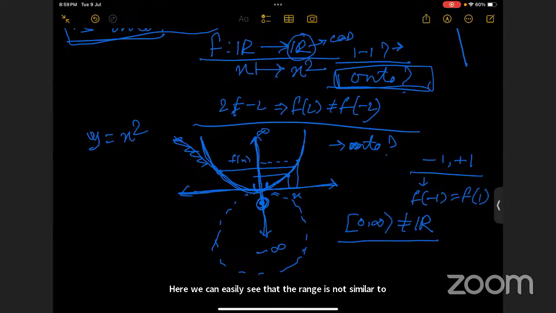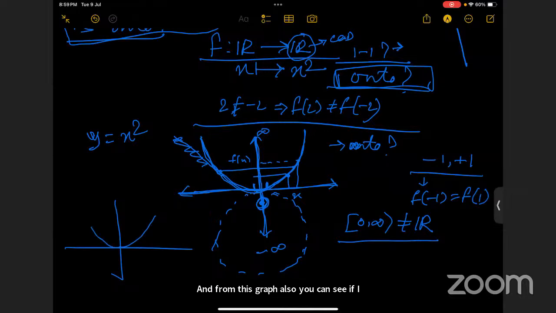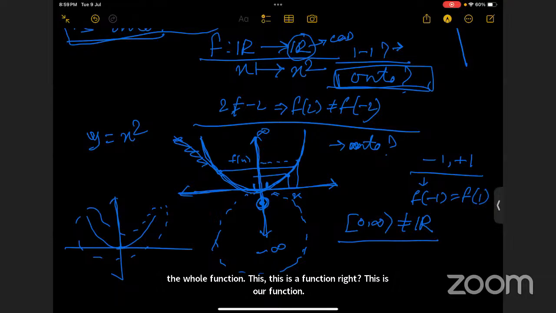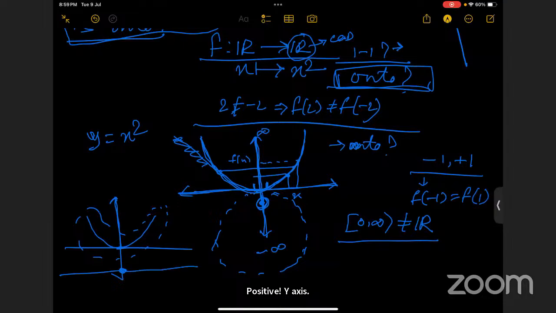And from the graph also you can see, if I draw this, it will be something like that. This is our function. The whole function is in the positive y-axis. So if we take any point here, we can take any horizontal line, it will never cut the graph, right? So for this point here, there is no pre-image. Okay, now I got it.